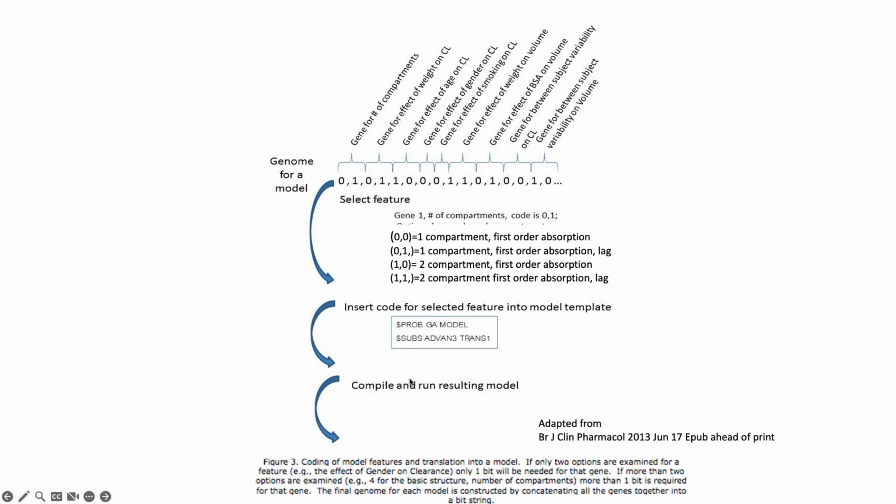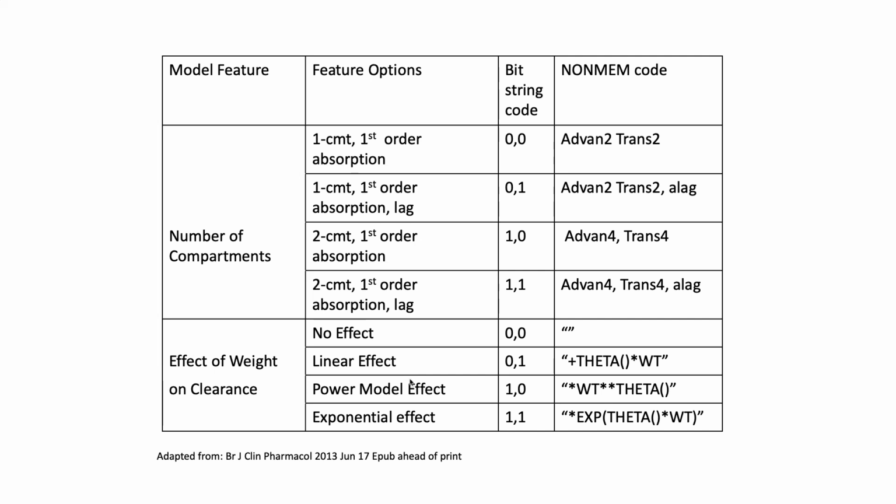So more specifically, with respect to the substitution of these features, this table shows a model feature on the left-hand side, the feature options in the second column from the left, the bit string code, and then what gets substituted into NONMEM. If we go to, for example, the effect of weight on clearance, it's the bottom left part here. No effect has a bit string code of 0, 0, and the NONMEM code that gets substituted is no text. It's basically a blank.